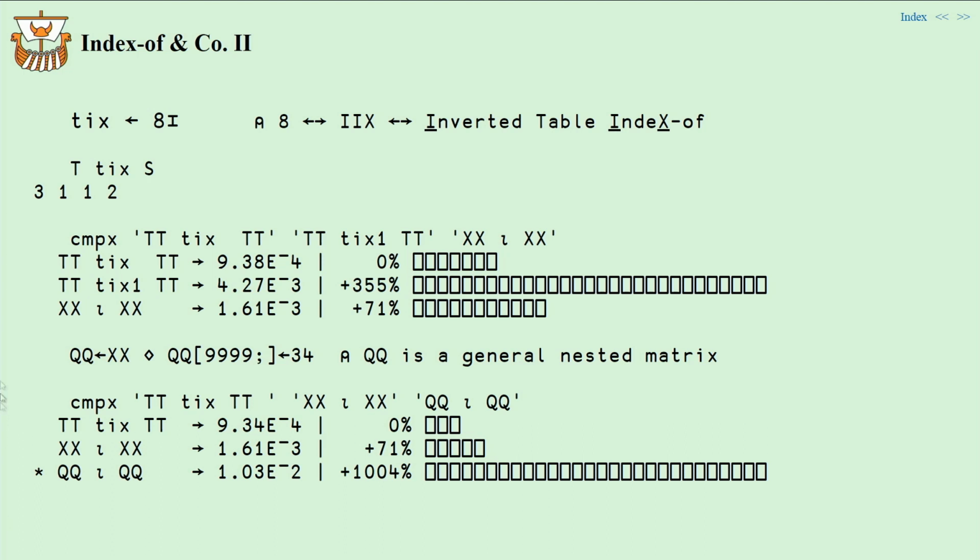And so the last benchmark shows you what can happen. So QQ is a general nested matrix. It's almost the same as XX, but the assignment of 34 to row 9999 makes it not an inverted table, and then you can see the time difference.